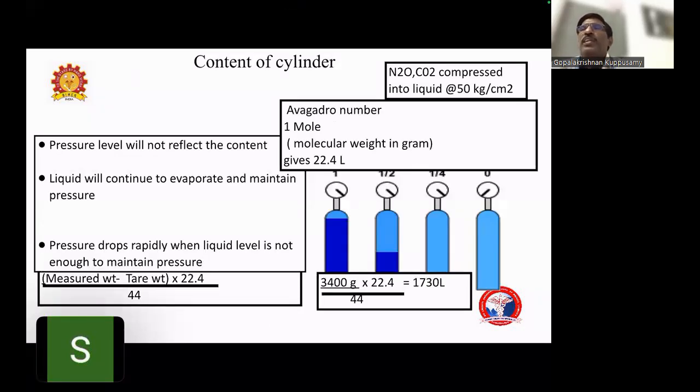Because of this problem, how can we measure the content of the nitrous oxide? That is measured by the Avogadro number. Avogadro's hypothesis says that one mole gives 22.4 liters. We have the empty cylinder weight, that is called tare weight. Subtract it, multiply by 22.4, divide by molecular weight. For example, if the cylinder content is 3.4 kg, then we get 730 liters of nitrous oxide.